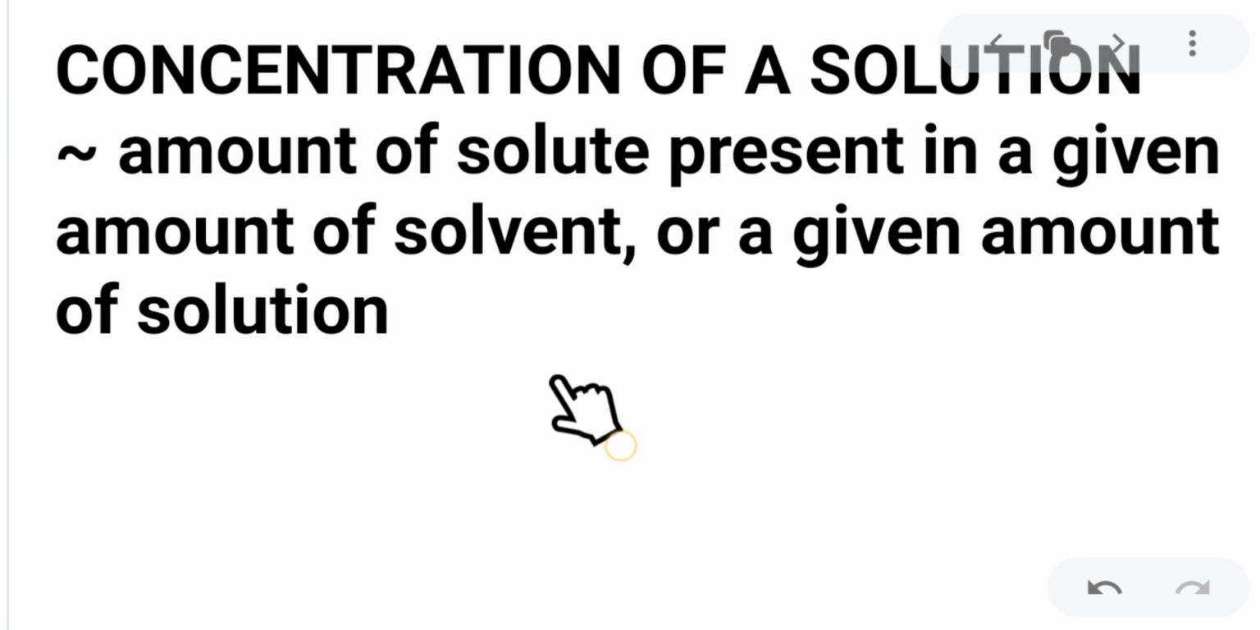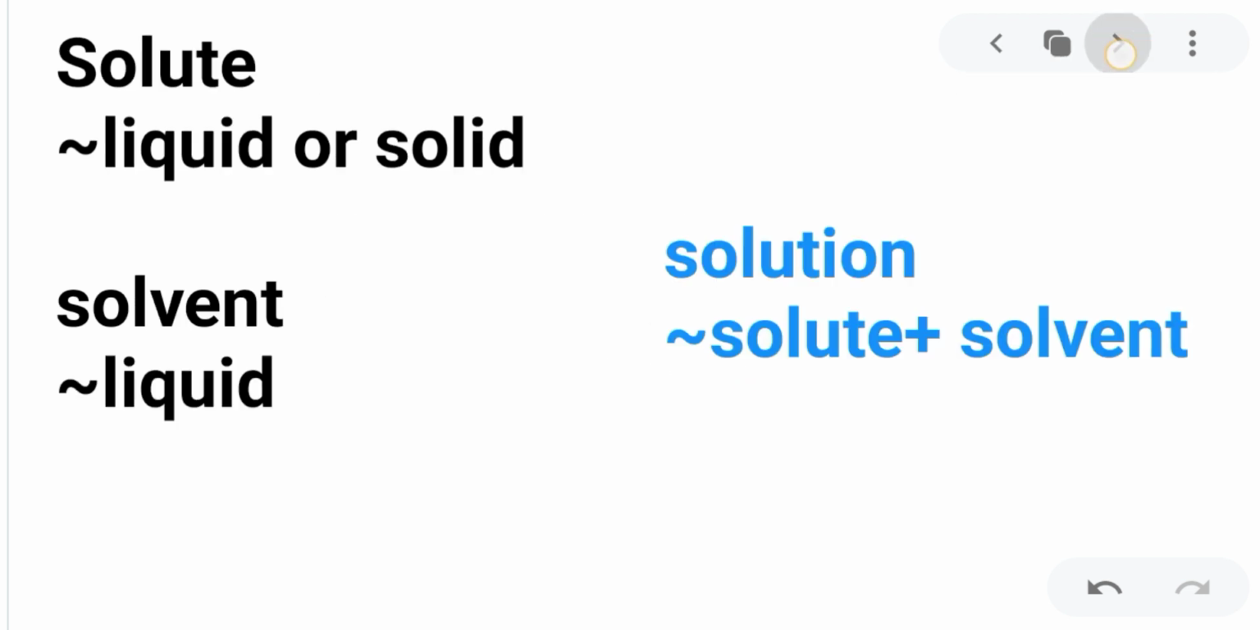We can define that as the amount of solute present in a given amount of solvent or a given amount of solution. In this lecture, we define solute as either liquid or solid, the solvent is always a liquid, and the solution can be defined as solute plus solvent. There are cases where the solvent can be a gas, but this is another topic. So let us focus on the solvent being a liquid. The solute is the chemical or compound that is being added to a solvent to produce the solution.